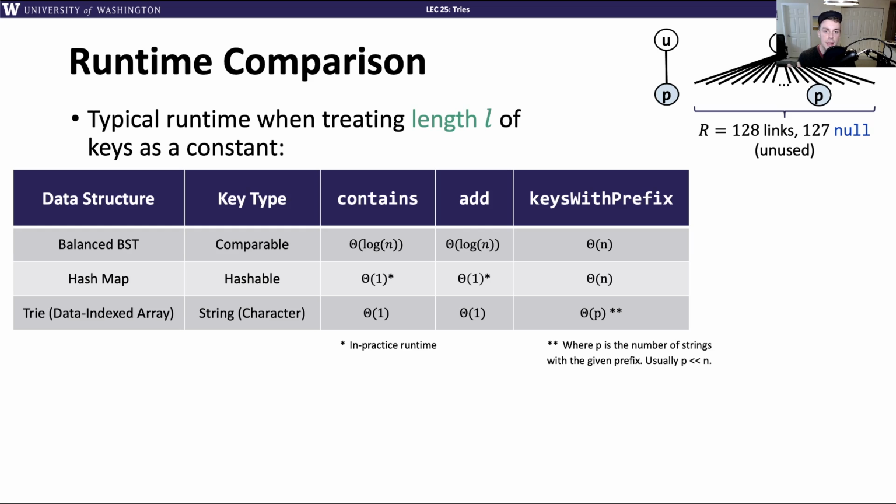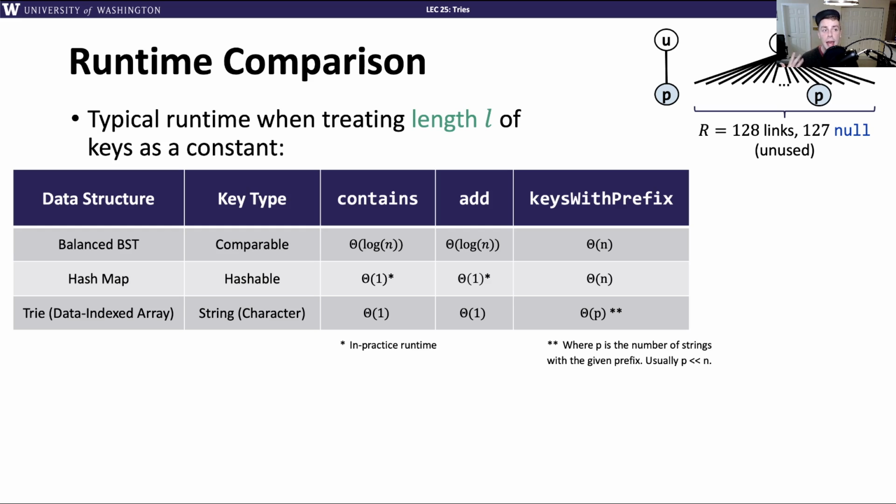Now, technically, it's O of L, the length of the strings, right? Because you have to go down the height of the tree, which is the length of the longest word. But we're assuming here that L is a constant with respect to the number of words in the dictionary. So I highlighted these to show you that it's actually a really good implementation of our set of strings. But it also is much better when it comes to that keys with prefix operation.